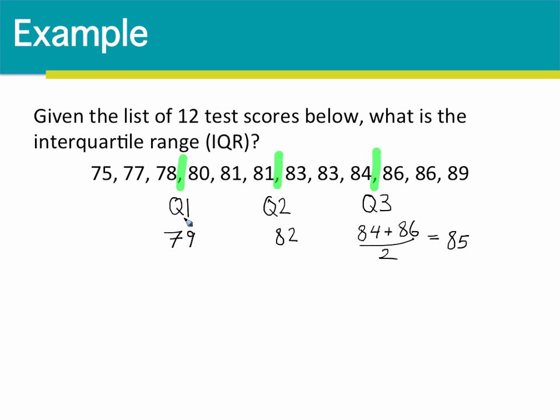So now that we found our Q1 and our Q3, we can see that our interquartile range is Q3 minus Q1, which is 85 minus 79, which is 6. So that's our interquartile range.